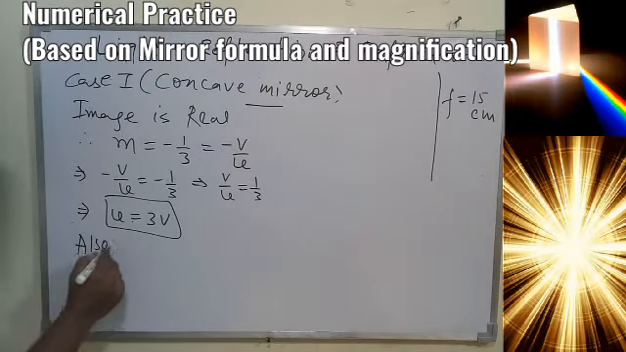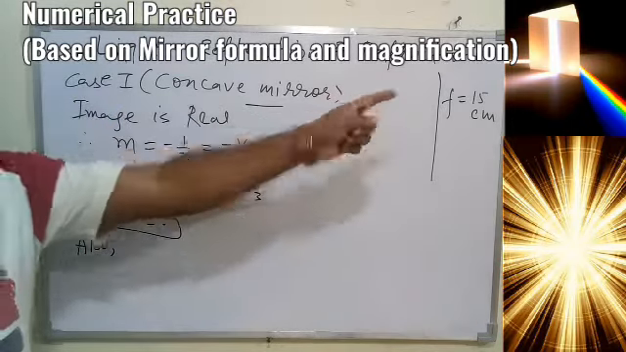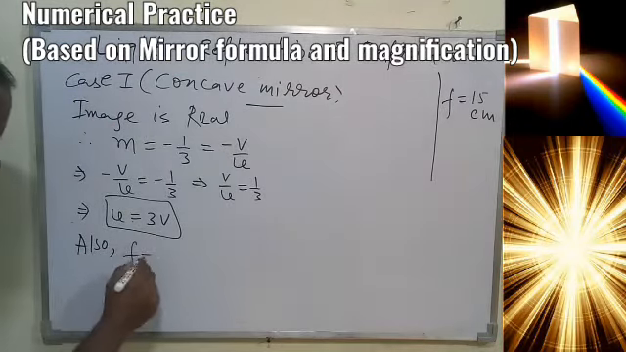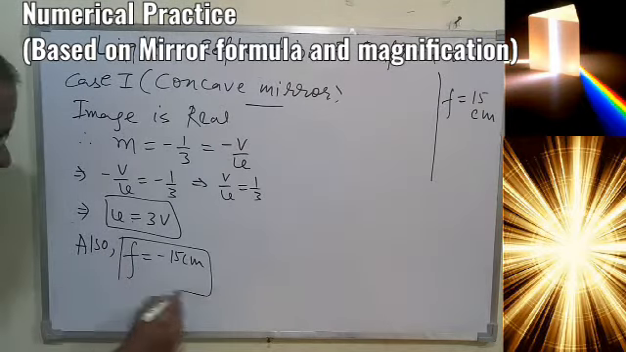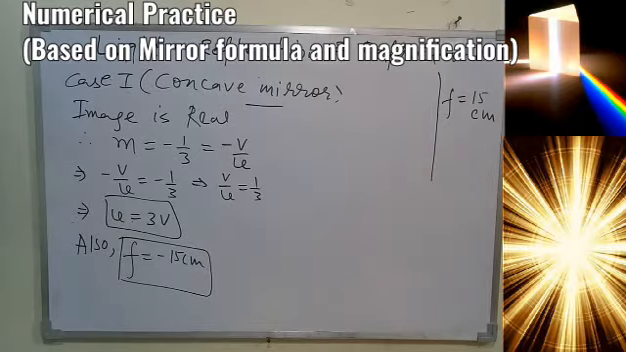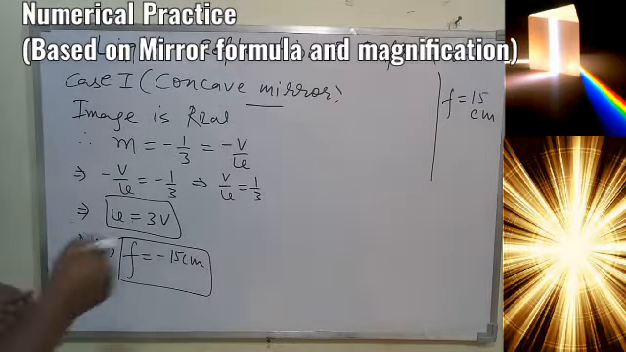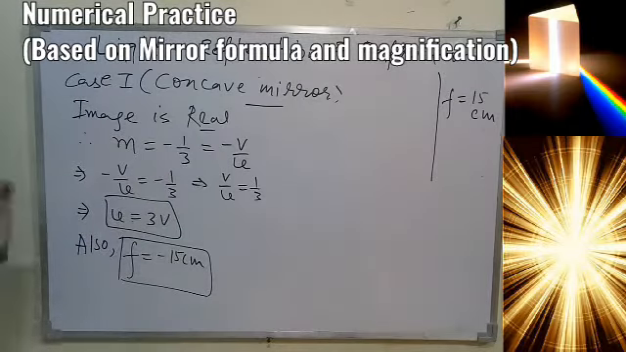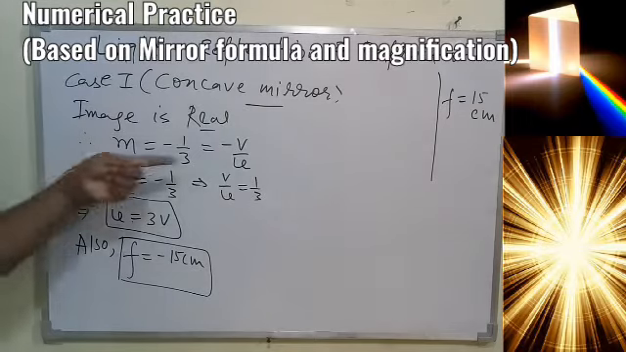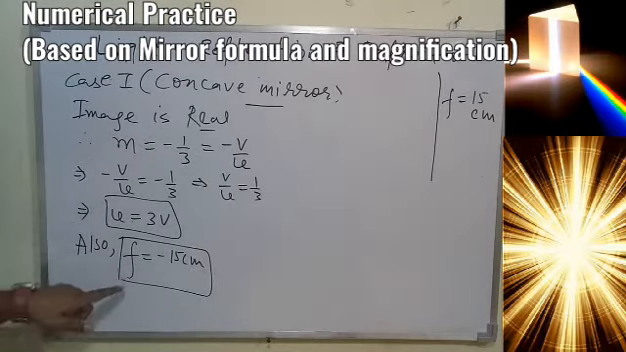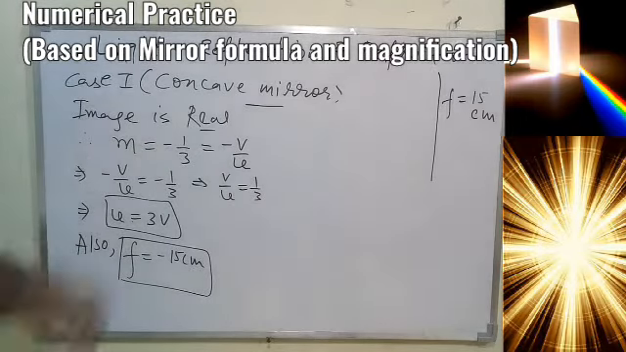Also, since we have a concave mirror, the focal length must be negative, so in this case it will be minus 15. Now based on these two data, we'll try to solve it and see what answer we get. So we understood the first case: the image is real if the mirror is concave, and accordingly magnification must be negative and focal length must be negative because it is a concave mirror.